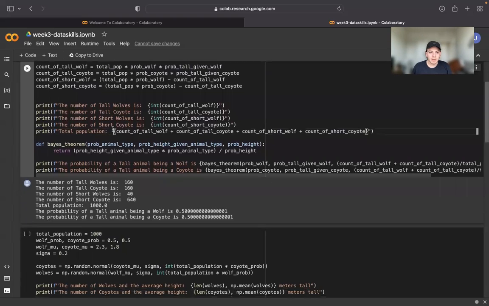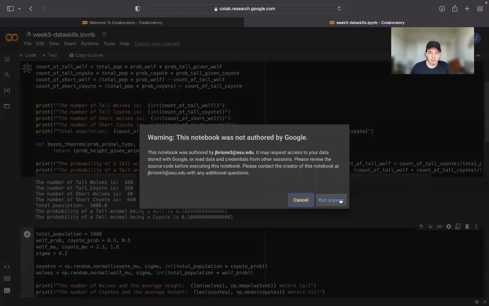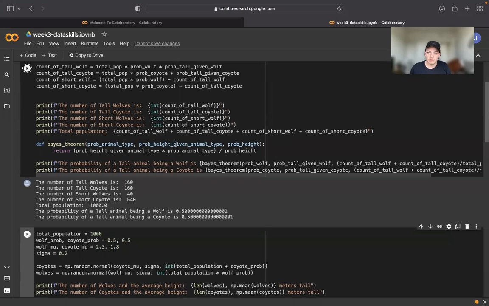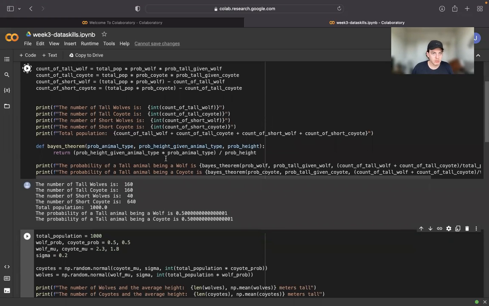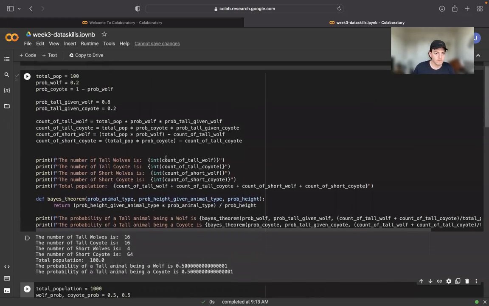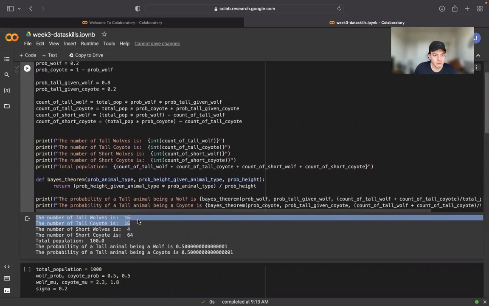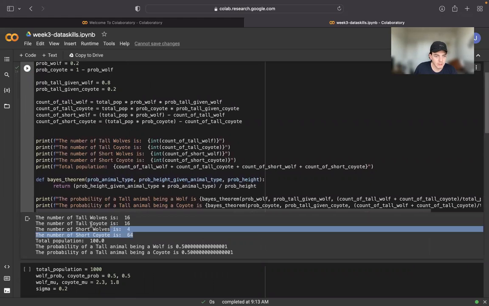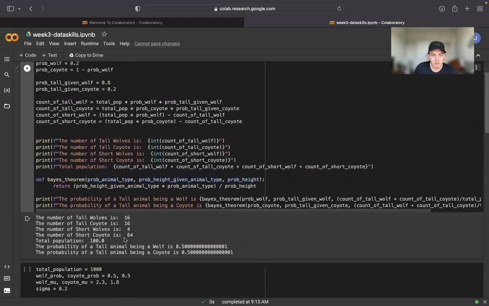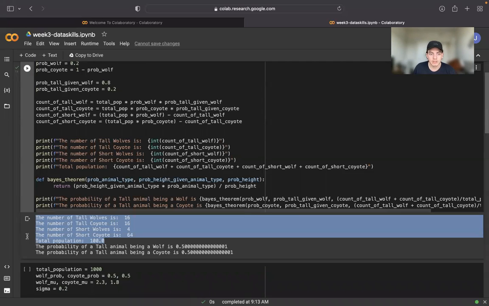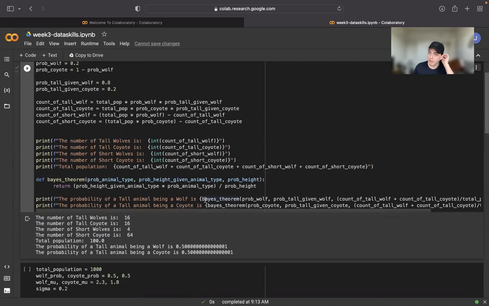And so I'm going to go ahead and run it, and you're going to get this warning just because it wants to make sure that you're running code that you know. So the number of tall wolves is 16, number of tall coyotes is equal to 16, number of short wolves is equal to 4, number of short coyotes is equal to 64. Total population is 100 again. So we're good to go. That just checks out. Then we can apply the Bayes theorem to actually solve our formula.